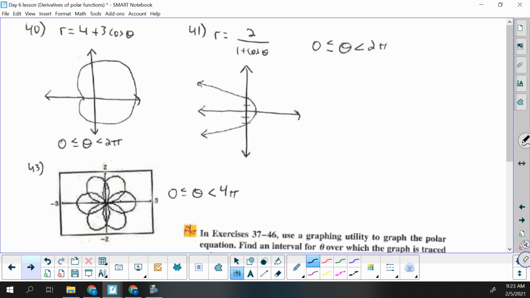And for these, you were just graphing and then do your menu trace. And you wanted to go through to see what interval was one trip around. So you had 0 to 2 pi for the first two, and then 0 to 4 pi for 43.